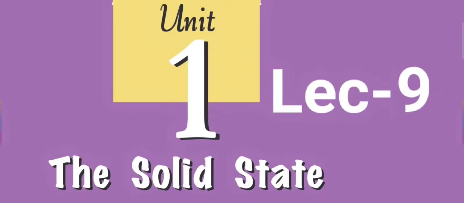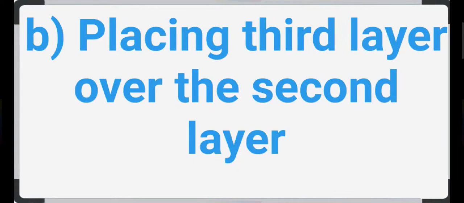Hello students. So in the ninth lecture of solid state we will discuss placing the third layer on top of the second layer. As we discussed in the last lecture, we already placed two hexagonal two-dimensional layers on top of each other. Now we will try to place the third layer on top of the second layer.